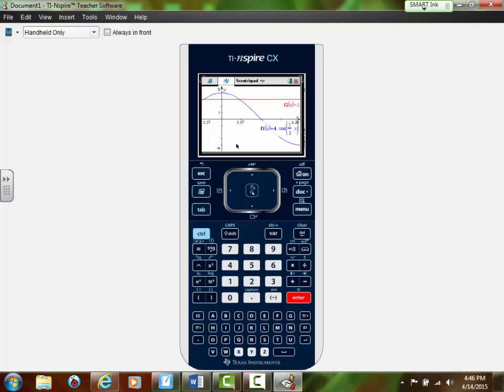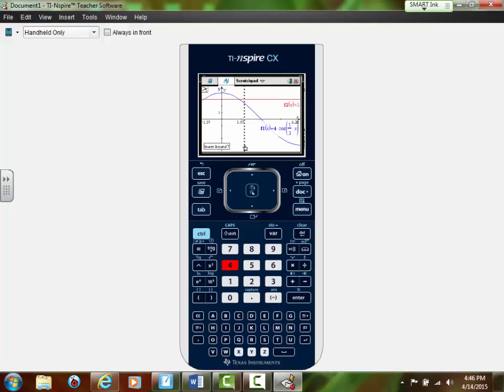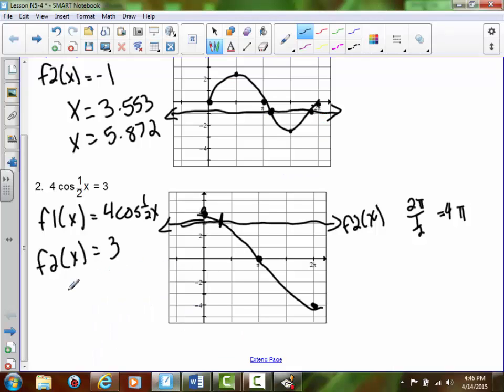Okay, so we want to find that point of intersection. So again, menu 6, number 4. We're going to set our dotted line to either side, and we get 1.445. So our answer for this, since there's only one point of intersection on that whole interval, is going to be x equals 1.445.